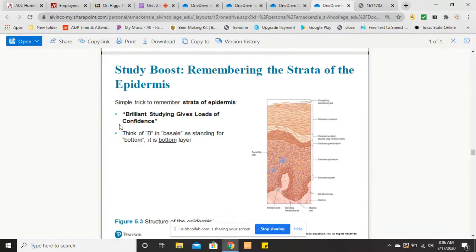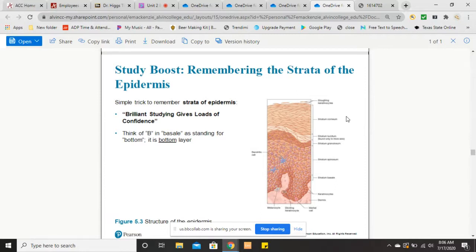Like most mnemonics, just take the first letter in every word, which gives you the first letter of the word you need to know. For example, let's go in order from bottom to top. The bottom layer is called the stratum basale. That's why it's B. Then above it is the stratum spinosum. Then the darker layer is the stratum granulosum. Then the stratum lucidum. And the top layer is the stratum corneum.